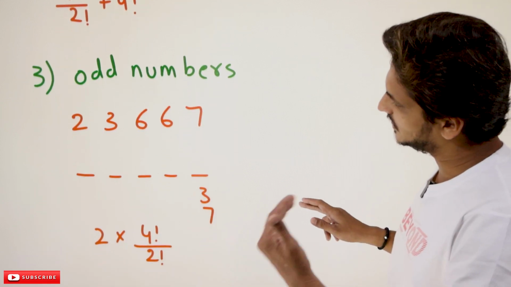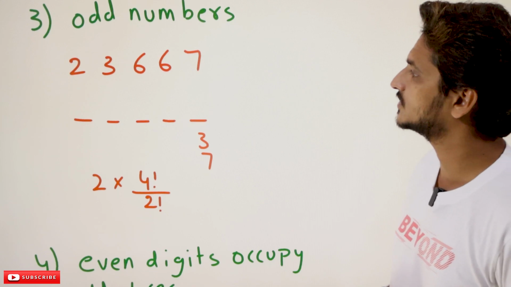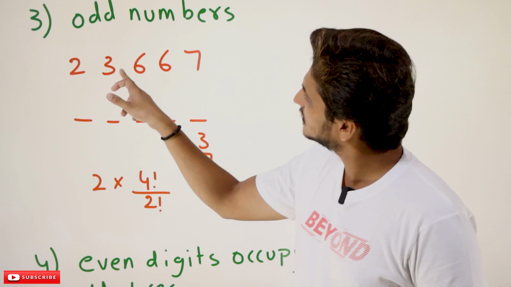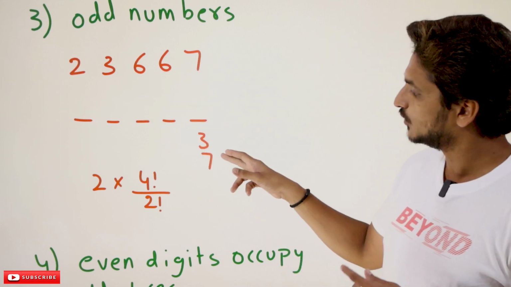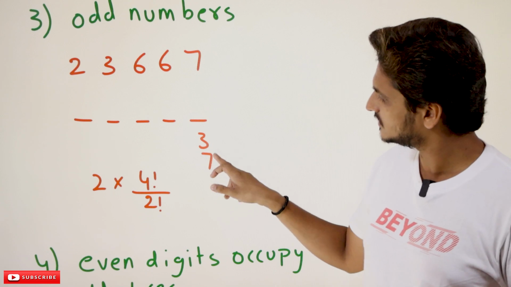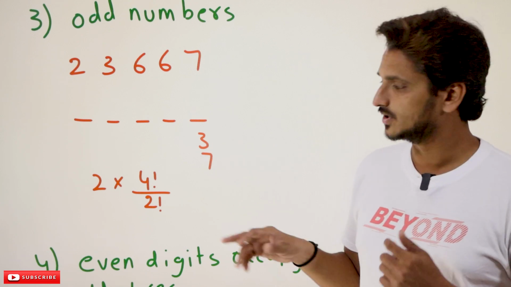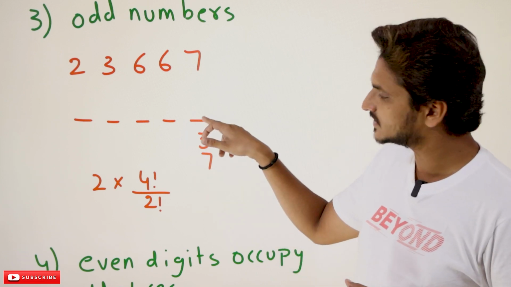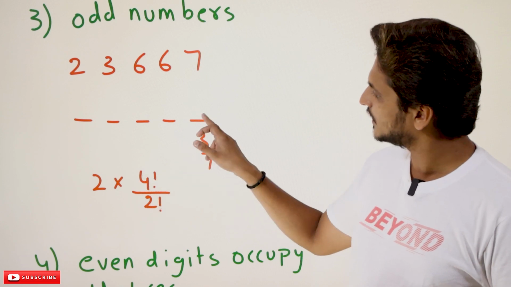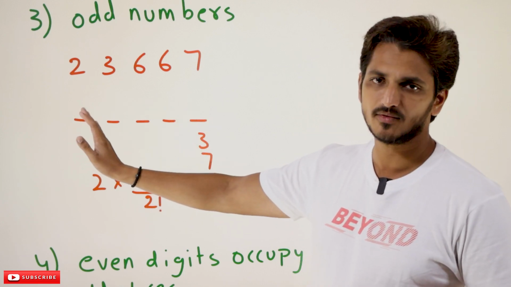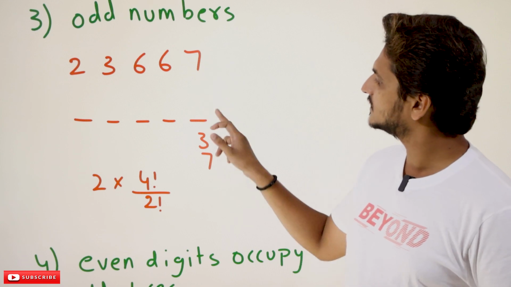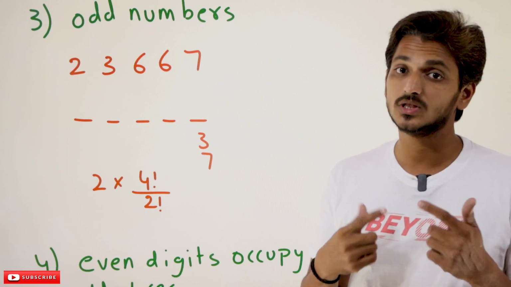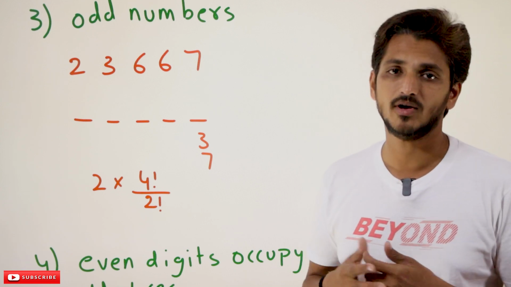Now coming to the very next one, how many odd numbers are possible? Odd numbers means in the last position you have to place an odd number. What odd numbers are available here? 3 and 7. We don't have any repetitions here, they are unique. So in the last position you can place either 3 or 7, so a total of 2 chances are there. If you place 3 here, the remaining digits are 2, 6, 6, 7. If you place 7 here, the remaining digits are 2, 3, 6, 6. The 6, 6 is present in both cases, so repetitions are available in both cases.